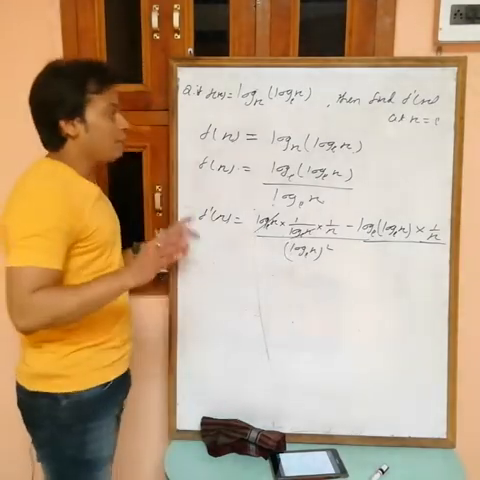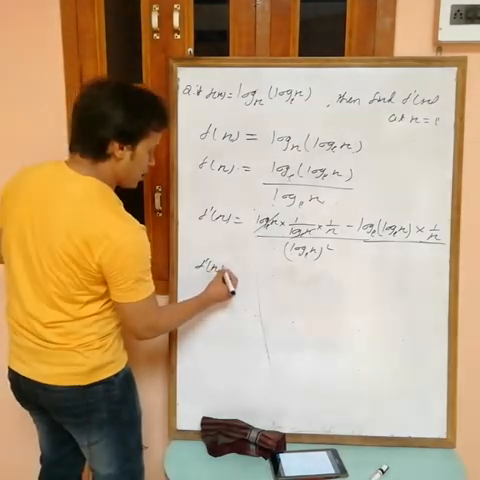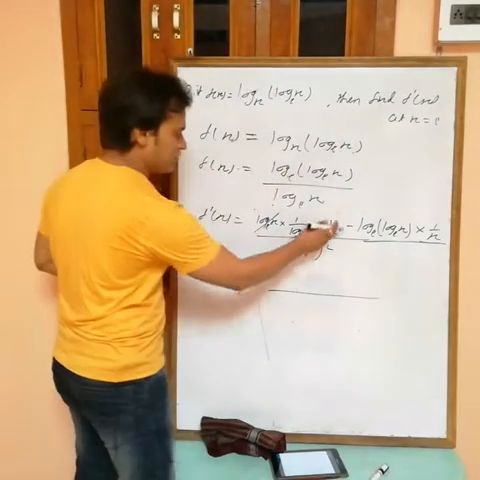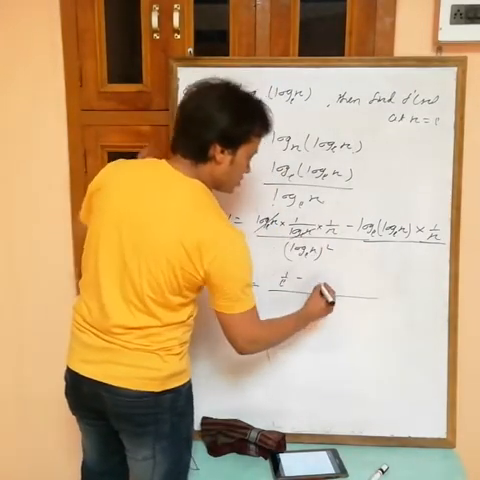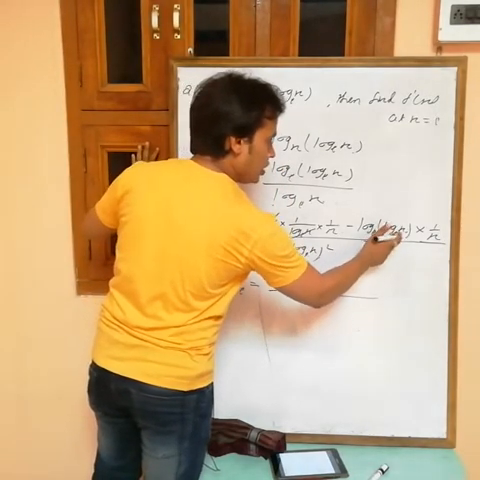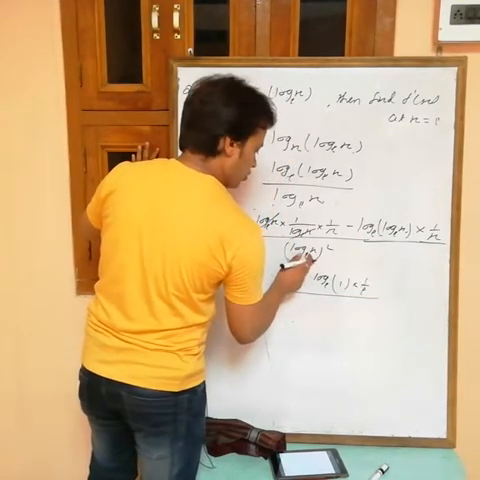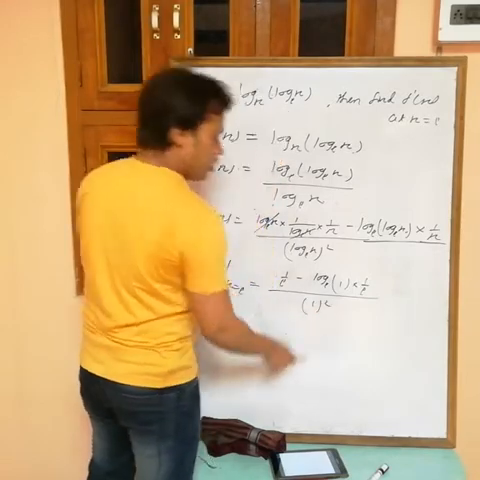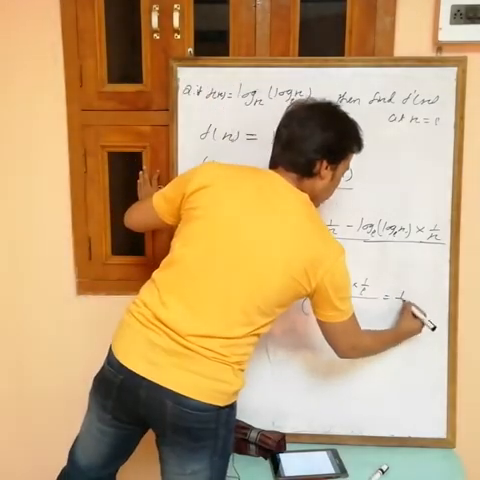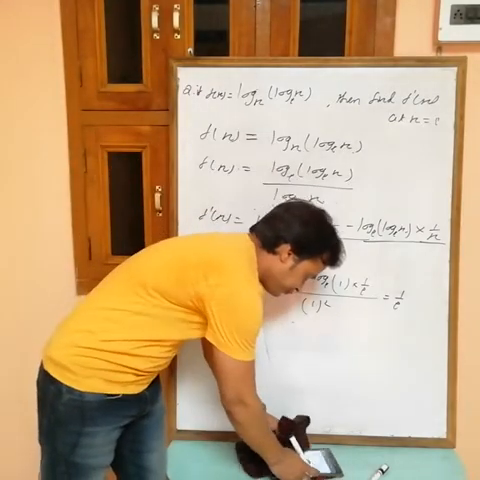Now what do we want? We want f dash x at x equals e, so just put x equals e. Replacing x as e, what will you get? Here we get 1 by e minus log e. If you put x as e, then log e equals 1, into 1 by e, and log e equals 1, squared. Now log 1 is 0, 0 into anything is 0, and this is 1, so finally you get 1 by e as the answer. Okay, write it down.